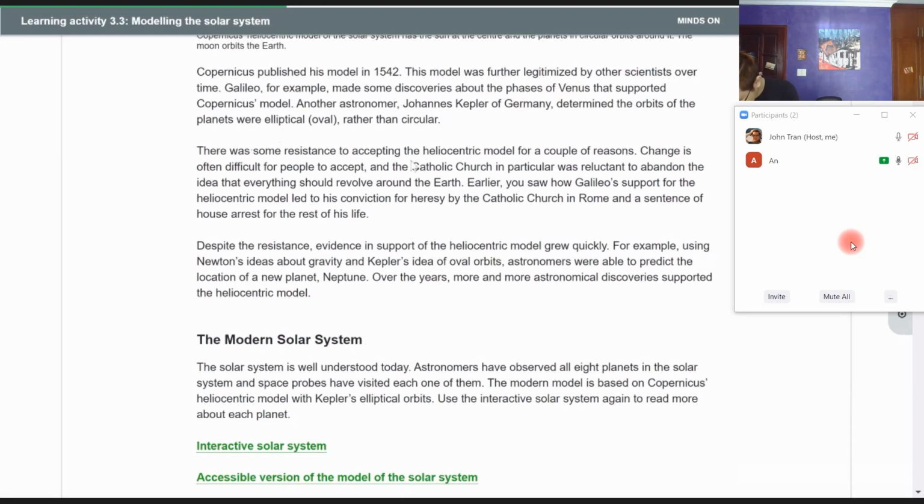There was some resistance to accepting the heliocentric model for a couple of reasons. Change is often difficult for people to accept, and there you go. Nobody accepts changes. That's why people died. Life is just tough.